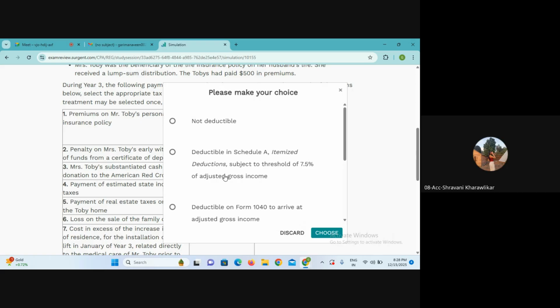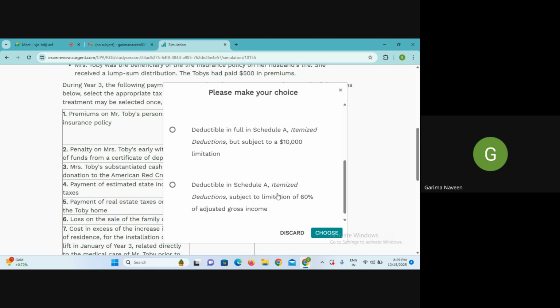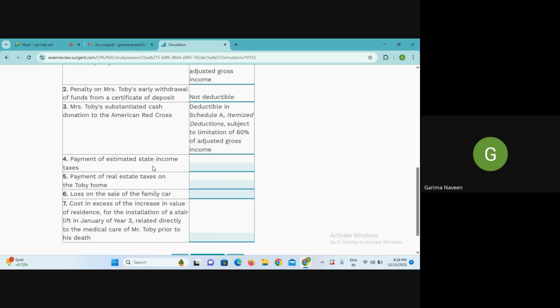Ma'am, what is the fourth option? Okay. Itemized deduction but subject to $10,000 limitation, or itemized deduction subject to 60% of AGI limitation. Ma'am, Schedule A itemized deduction subject to limitation of 60%. Okay. Next is payment of estimated state income taxes.